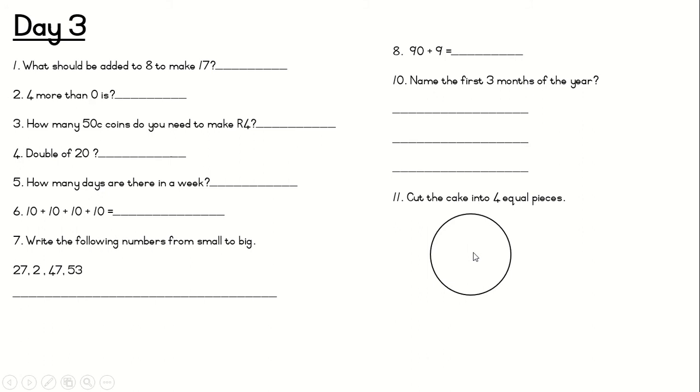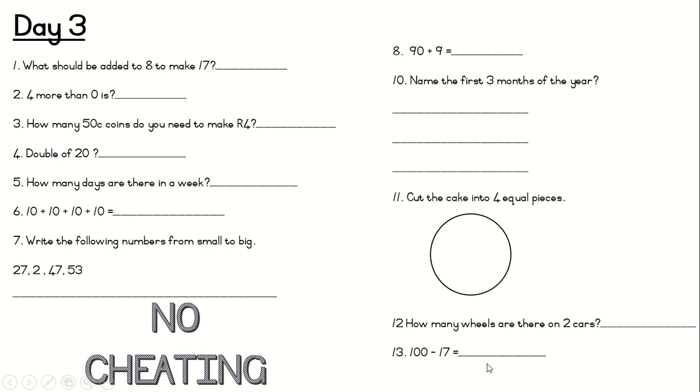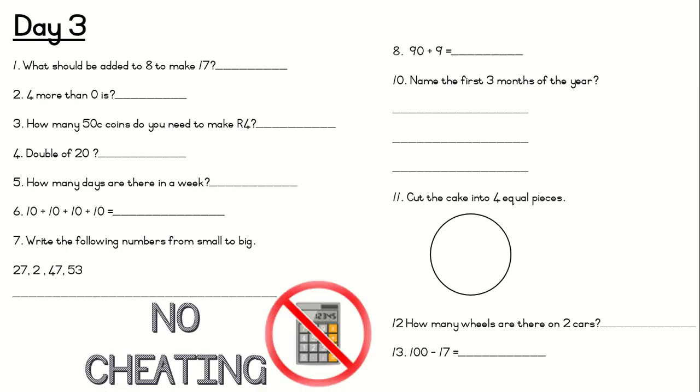Please don't make a smaller piece, because one of the friends is not going to be happy if somebody else gets a bigger piece. How many wheels are there on 2 cars? Well, if one car has 4 wheels, how many wheels does 2 cars have together? And 100 minus 17 is? Remember, no cheating. And by cheating, I mean no calculators. All out of your heads.